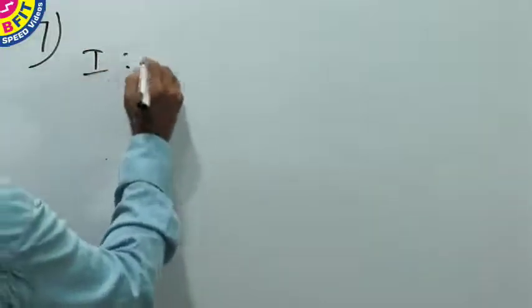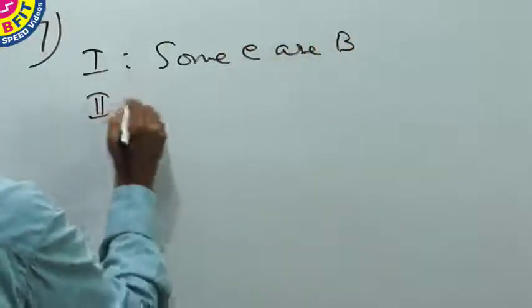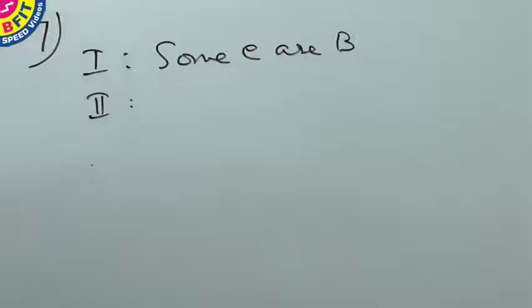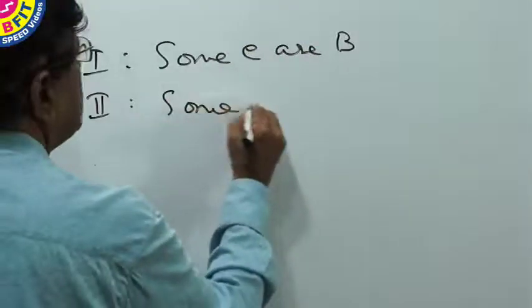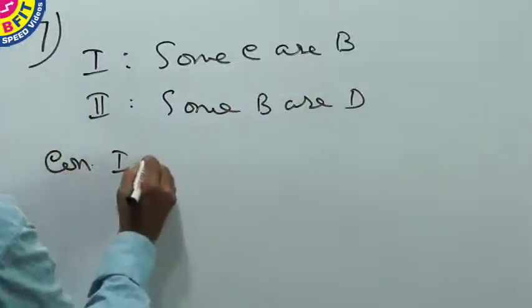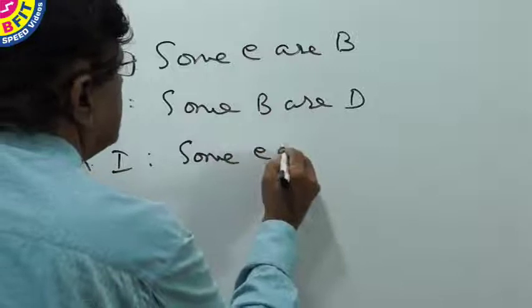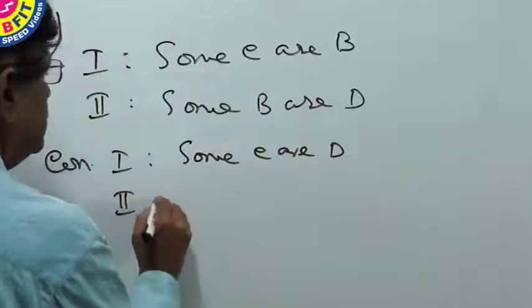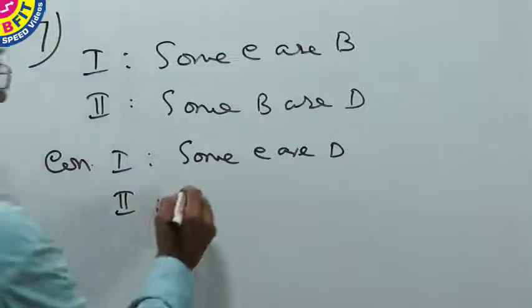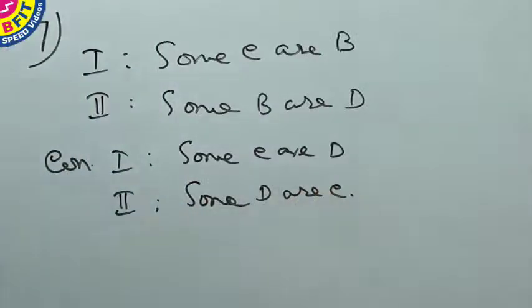Question number 7. Some cats are bells. Statement 1 is some C or B. Statement 2 is some B or D. The conclusions we have to test are: conclusion 1, some C or D. Conclusion 2, some D or C.